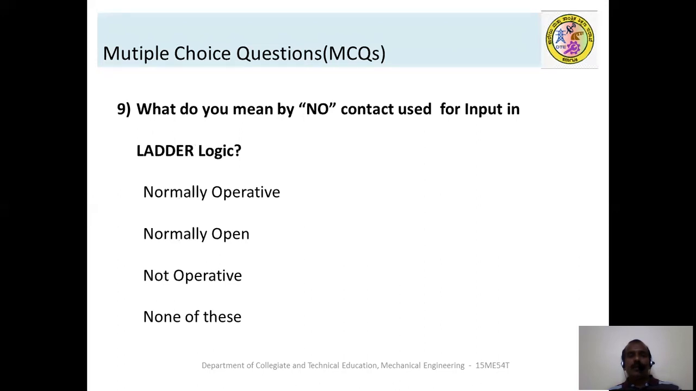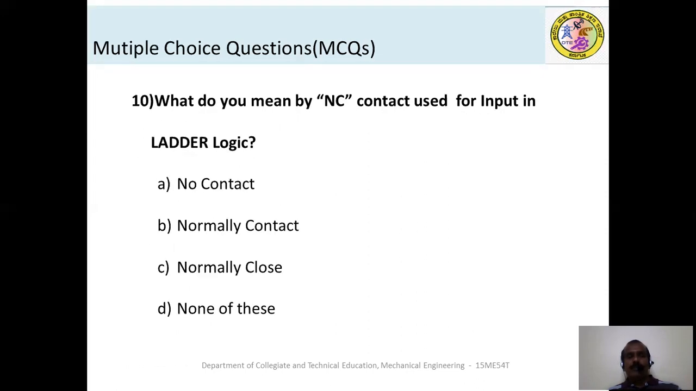What do you mean by NO contact used for input in ladder logic? Normally operative, normally open, not operative, none of these. The answer is B, normally open. What do you mean by NC contact used for input in ladder logic? NO contact, normally close, none of these. The answer is B, normally close contact.